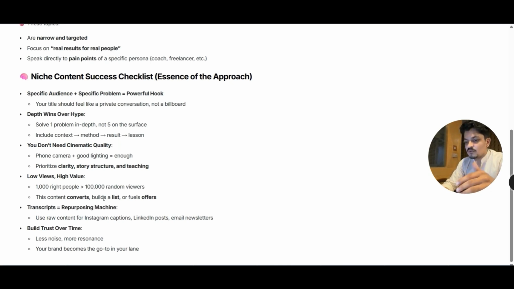So if you're getting low views, don't think that your content is not relevant. The whole system is designed to get you low views, right? Because you can actually sell to those 1,000 people, right? So this content converts, builds a list, or fuels offers. Again, as I mentioned, transcripts equal a repurposing machine.